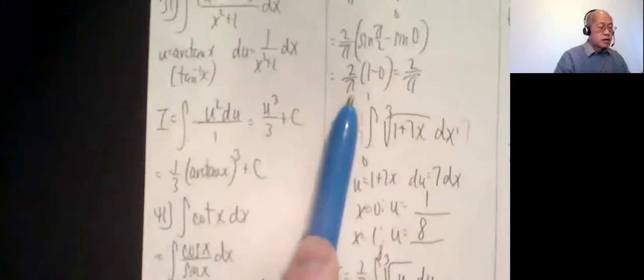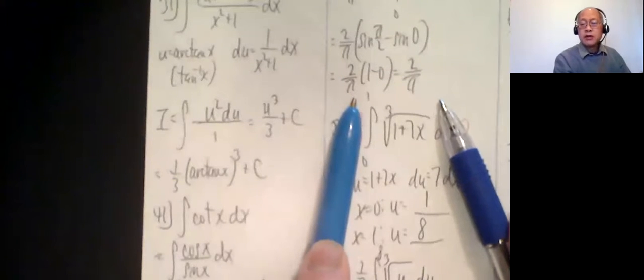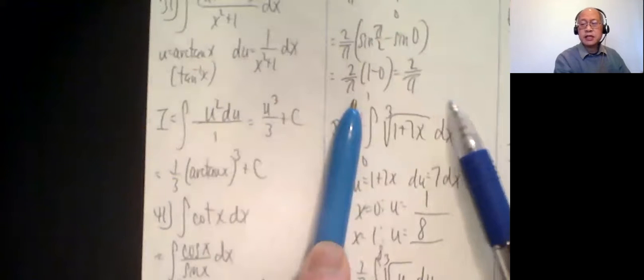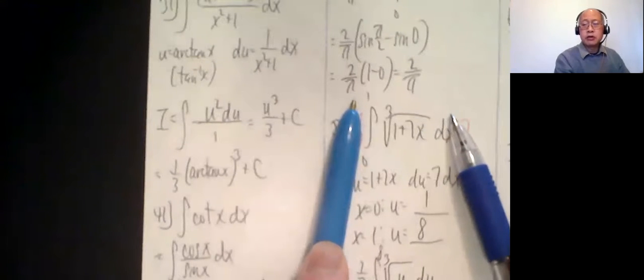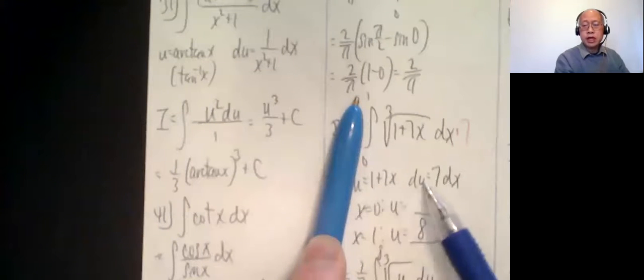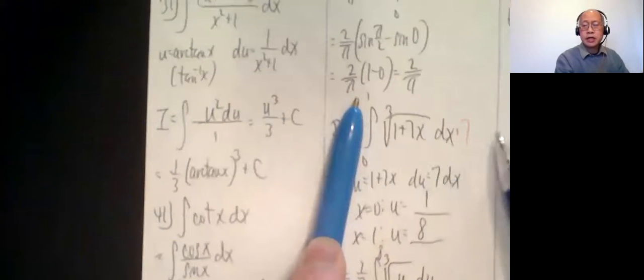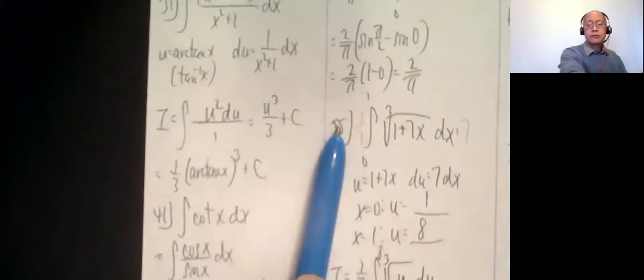Okay, then one more like that. 55, integral from 0 to 1 of cube root of 1 plus 7x dx. Okay, I don't like cube root of 1 plus 7x. I like cube root of u. So let u be 1 plus 7x, whose derivative is 7. So du equals 7 dx. So I need a 7 inside and a 1/7 outside.